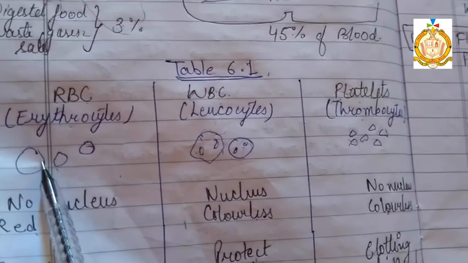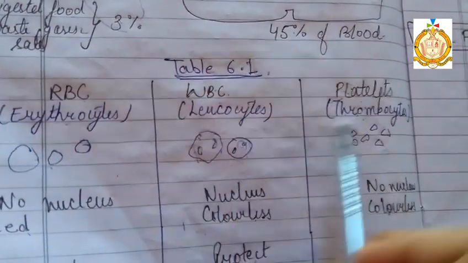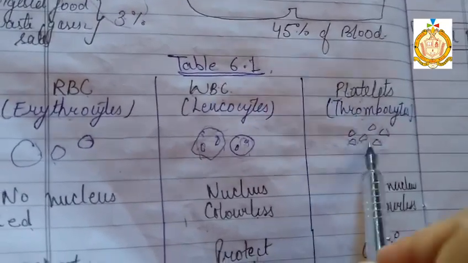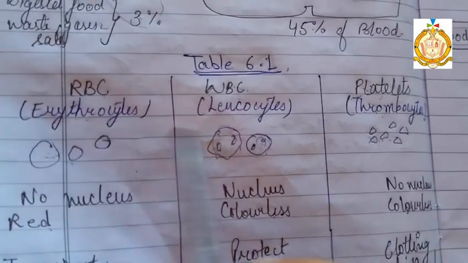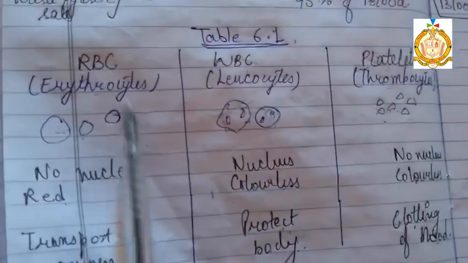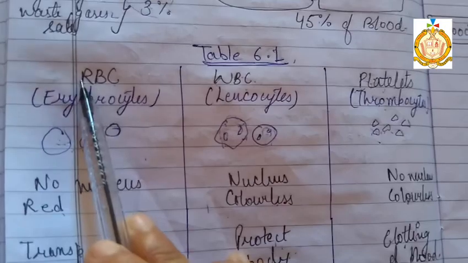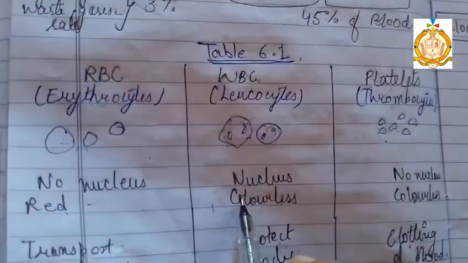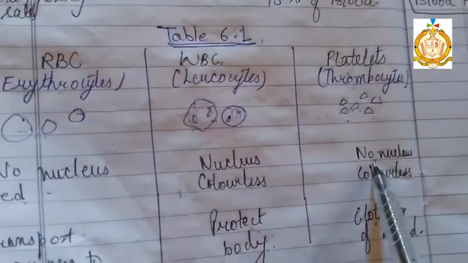RBCs are circular. WBCs are irregular or circular. Platelets are small particles of irregular shape. RBCs have no nucleus. You can see there is no nucleus. WBCs have a nucleus, and platelets have no nucleus. Red blood cells are red in color. White blood cells are colorless, and platelets are also colorless.